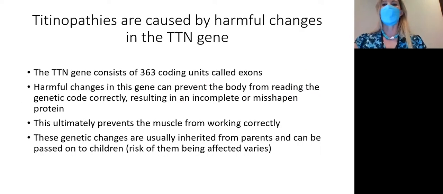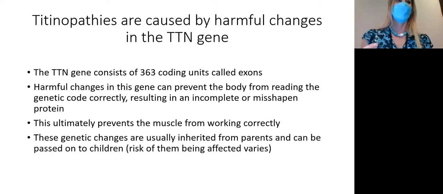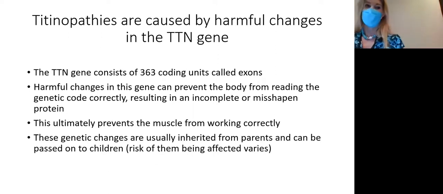Titinopathies are caused by harmful changes in the titin gene. The foundation of genetics is that every gene that we have is really a code that tells the body how to make a protein. Our body is completely made up of proteins, and even enzymes that facilitate chemical reactions in our body are also proteins. Each protein has its own genetic code, which is like a recipe card that the body reads in order to manufacture that protein. So you can see how critical it is that that information is stored in a safe and accessible way, and that's what our DNA does for our bodies.